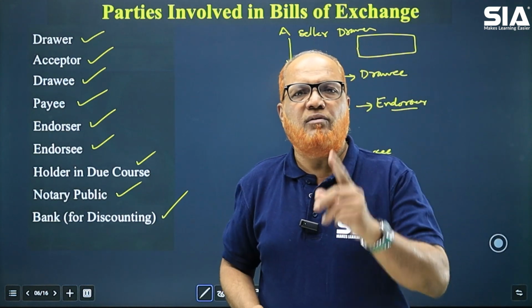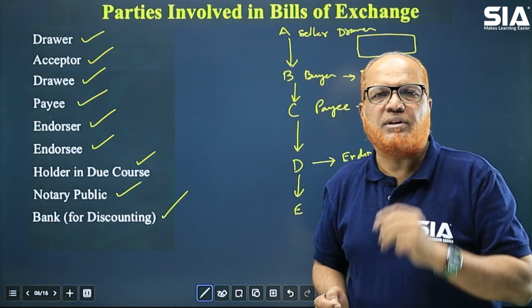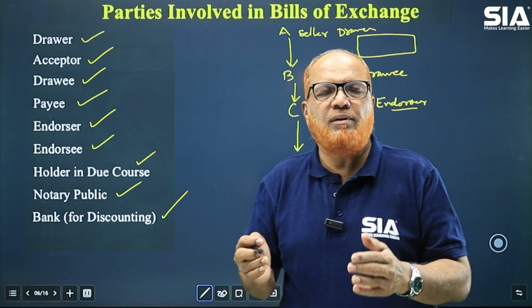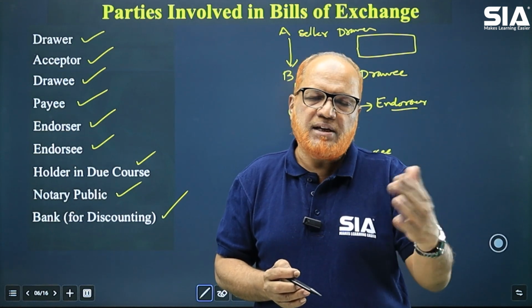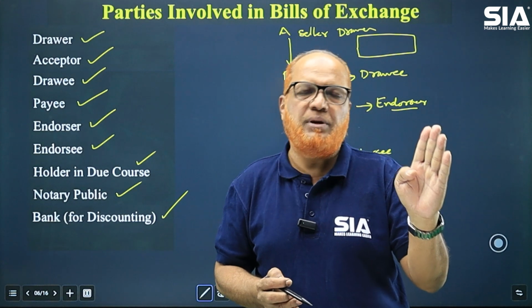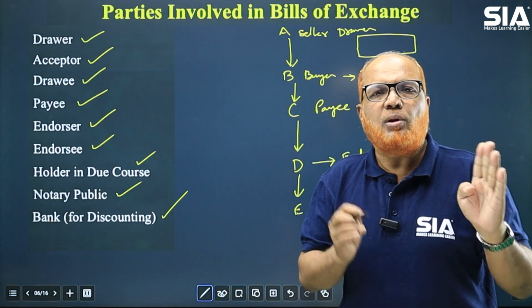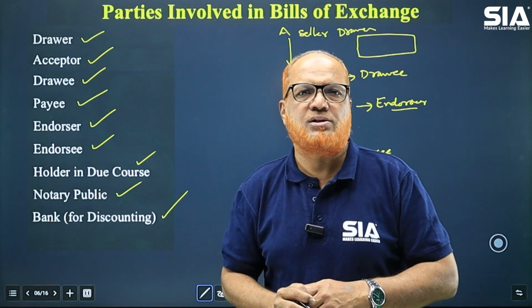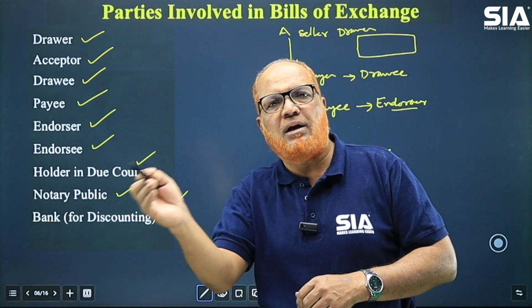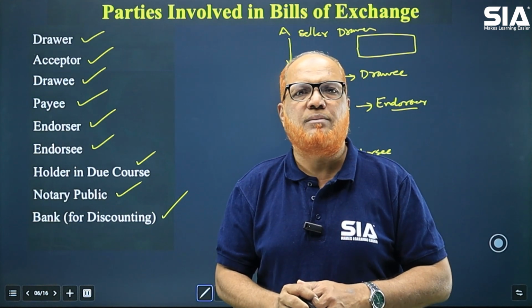For example, the value of the bill is 1 lakh, duration is 3 months. But the holder of the bill requires money immediately. He will approach the bank. He will say to the bank that the face value of the bill is 1 lakh, I need immediate money. The banker will say, we will charge 5,000 rupees as discounting charges. The banker immediately will make the payment of 95,000.